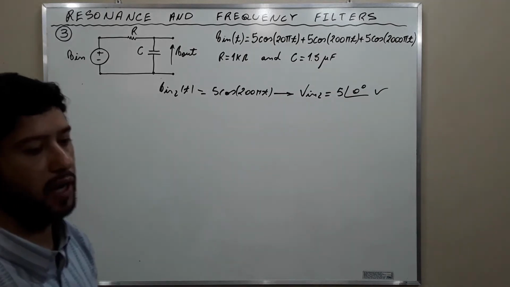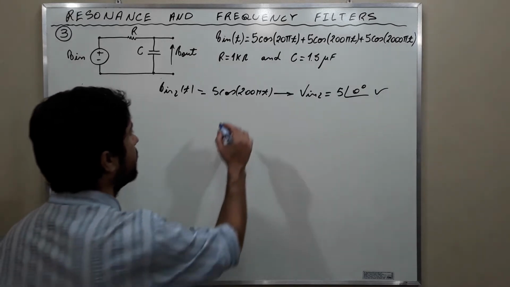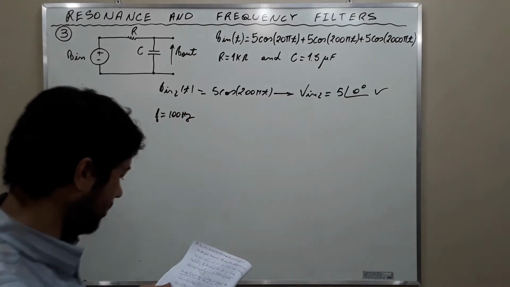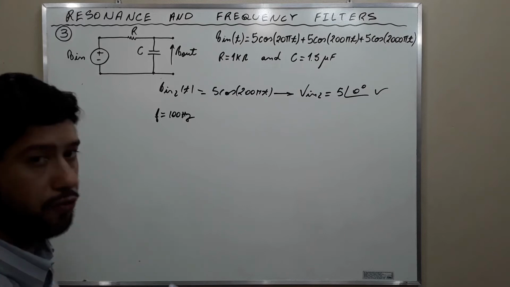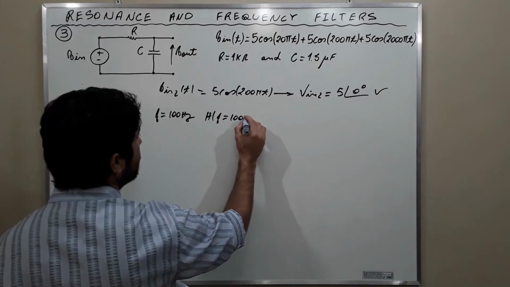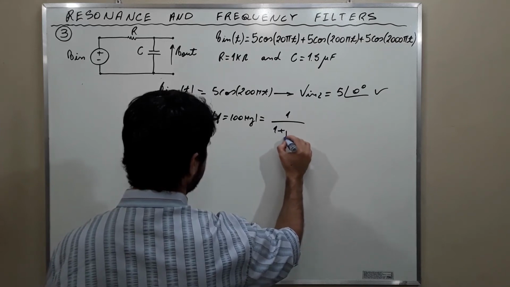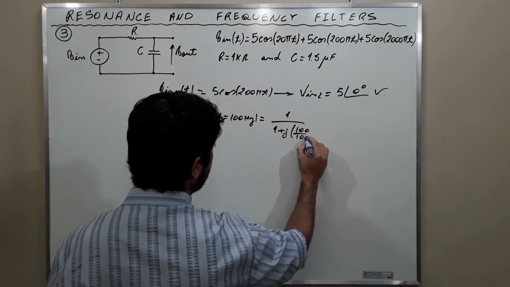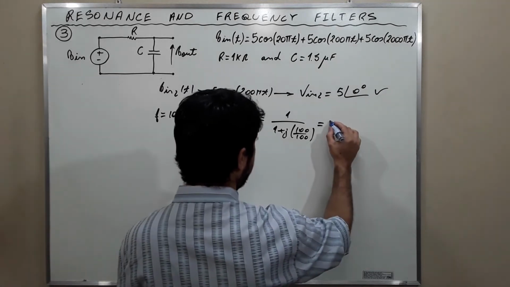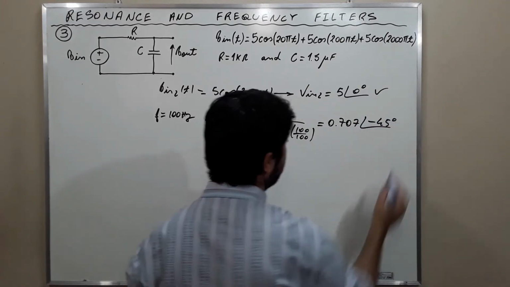If we divide by 2 pi, we find the frequency in hertz, and the frequency in hertz in this case is 100 hertz. And the transfer function in this case for the frequency of 100 hertz, H of 100 hertz, is equal to 1 over 1 plus j 100 over 100, and this leads to a value of 0.707 in the phase negative 45 degrees.